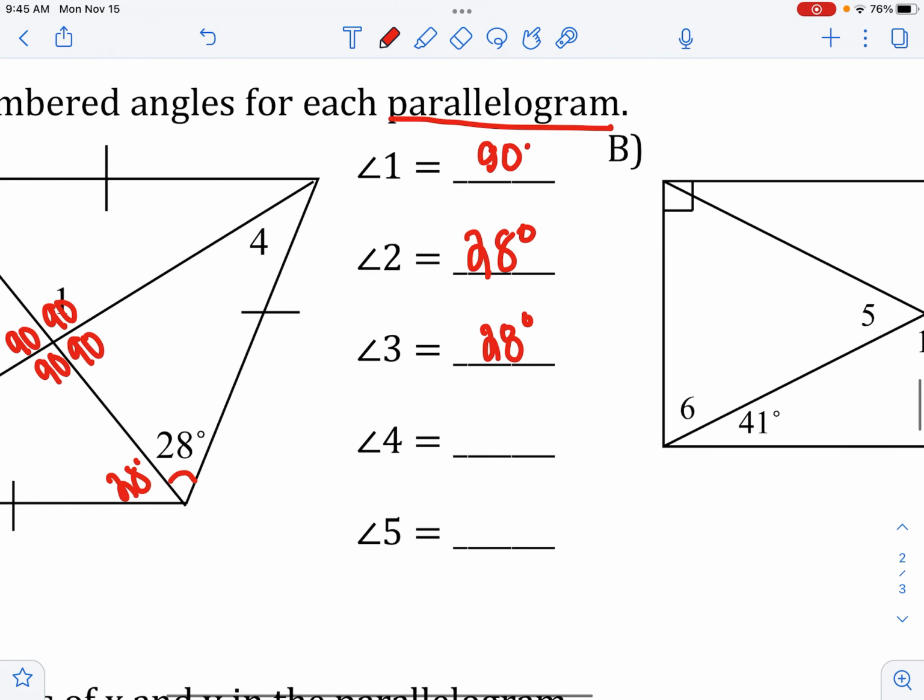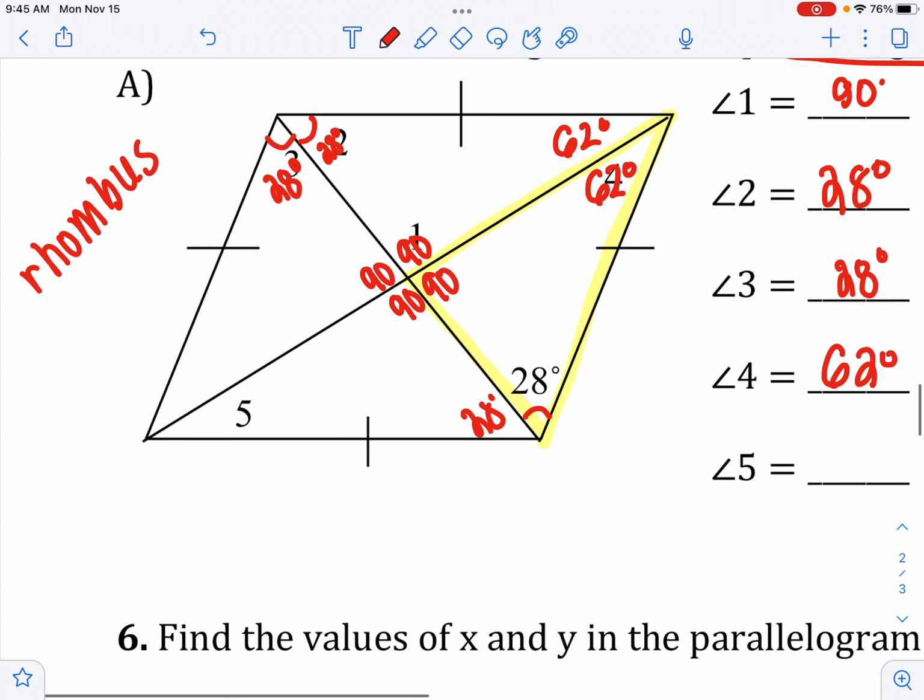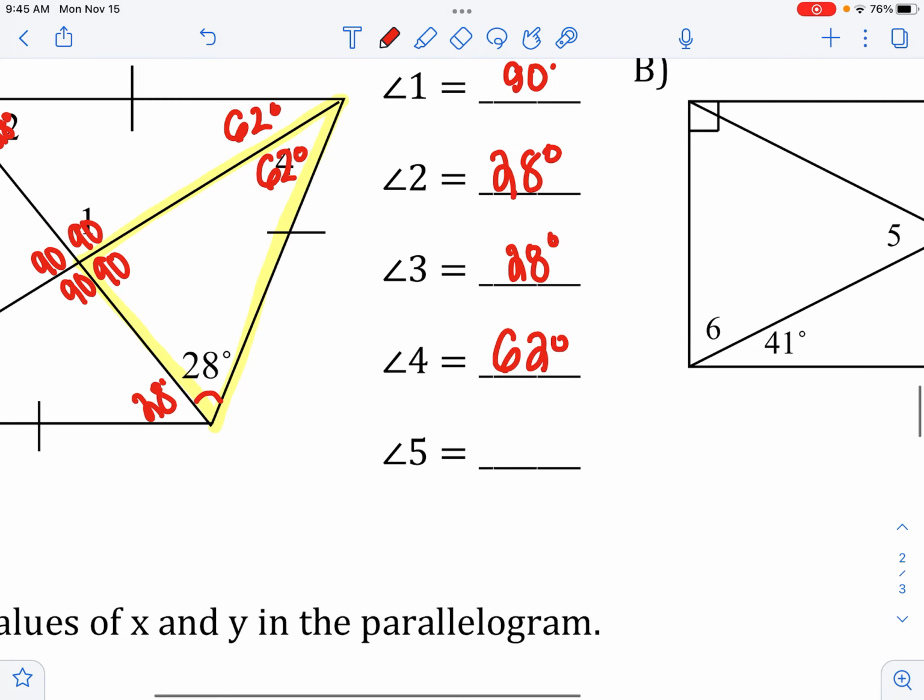Last but not least, I need 4 and 5. I'll start with 4. There's a triangle right here. It's only missing one angle. So I can do 90 plus 28, 180 minus that, or I can do the shortcut of 90 minus 28. If I do that, I get 62 degrees. This is 62 because the angle is bisected, so angle 4 is 62. Alternate interior angles are congruent, so this is 62 and this is 62, or I could have used the triangles.